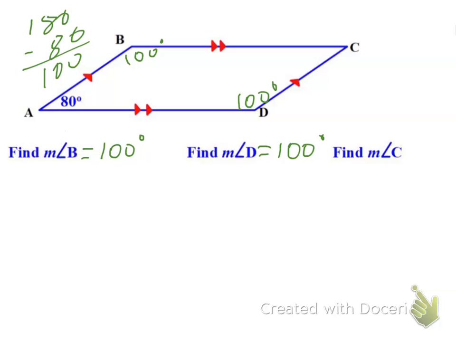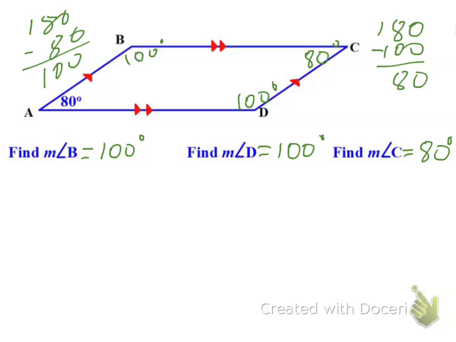Okay, so now what about angle C? Well, we've got parallel lines cut by a transversal again, don't we? Once again, we have same side interior angles, which are going to be supplementary. This time we're supplementary to 100 degrees. So that's 180 minus 100 equals 80 degrees. So angle C is equal to 80 degrees.